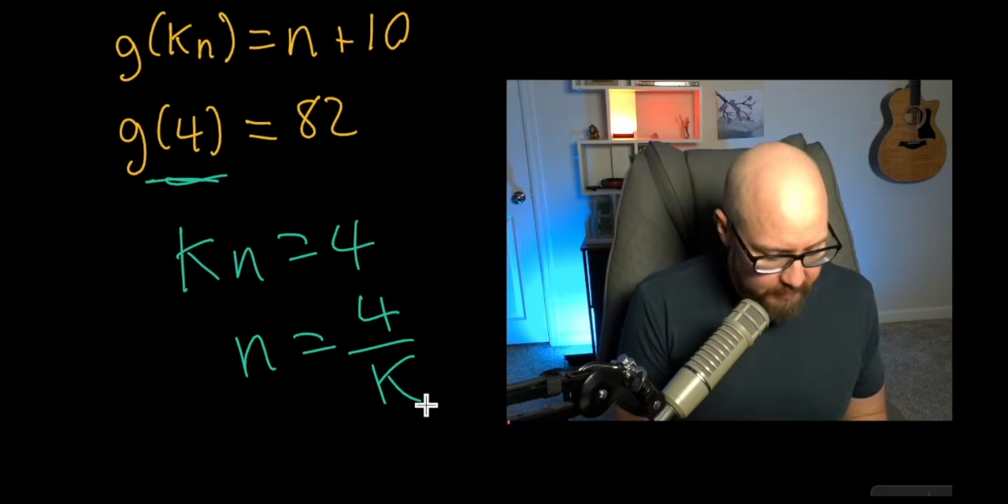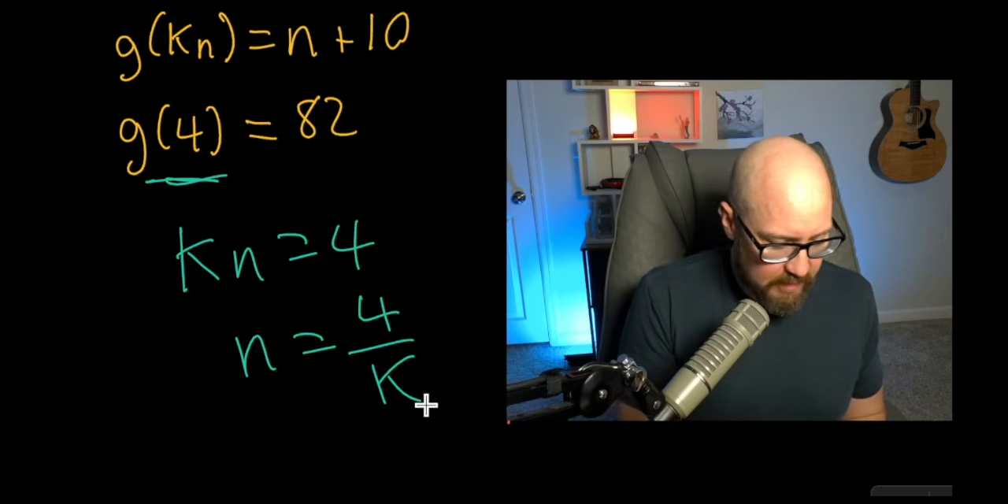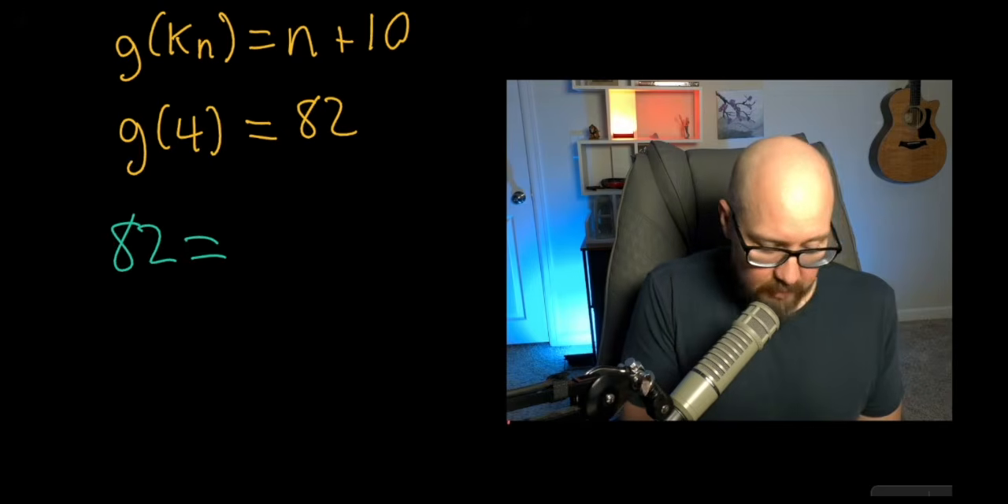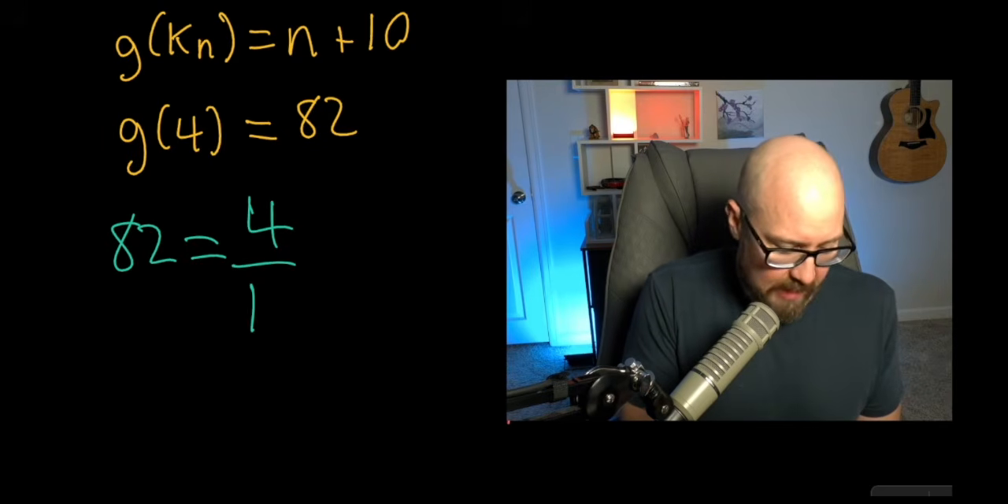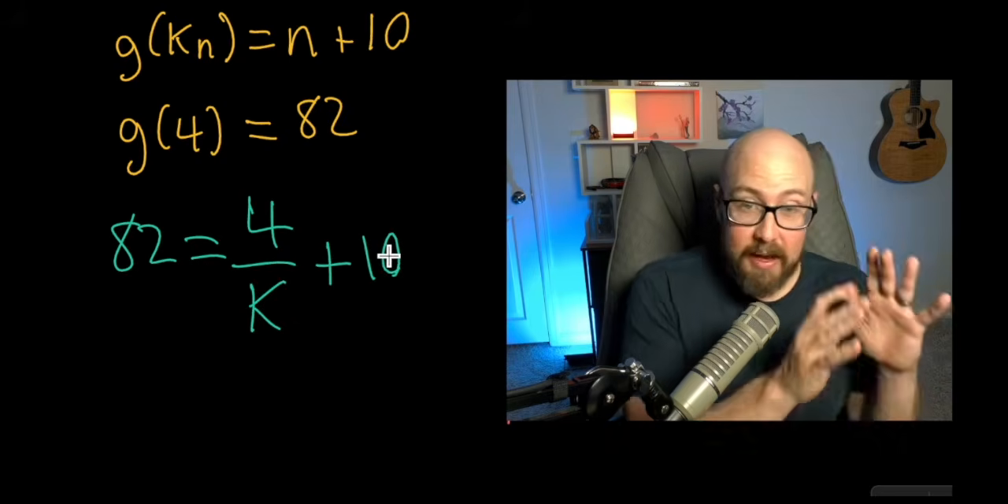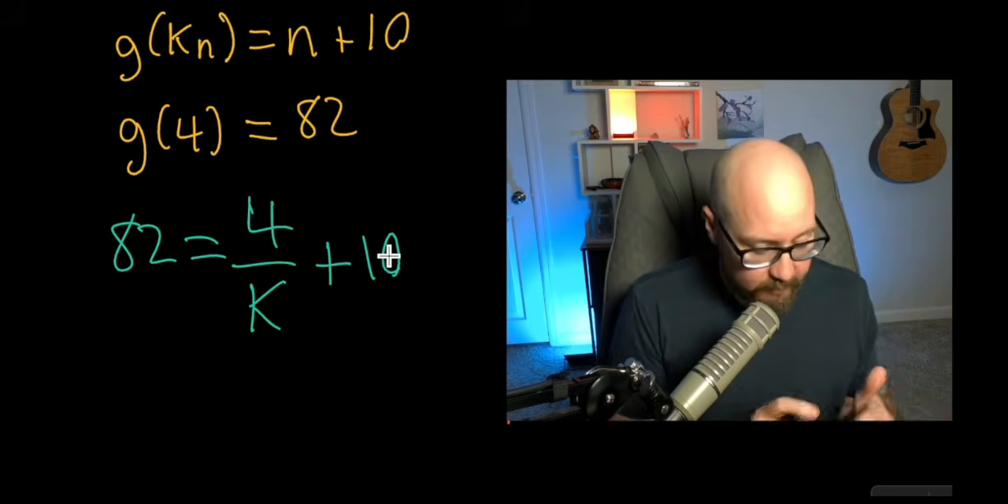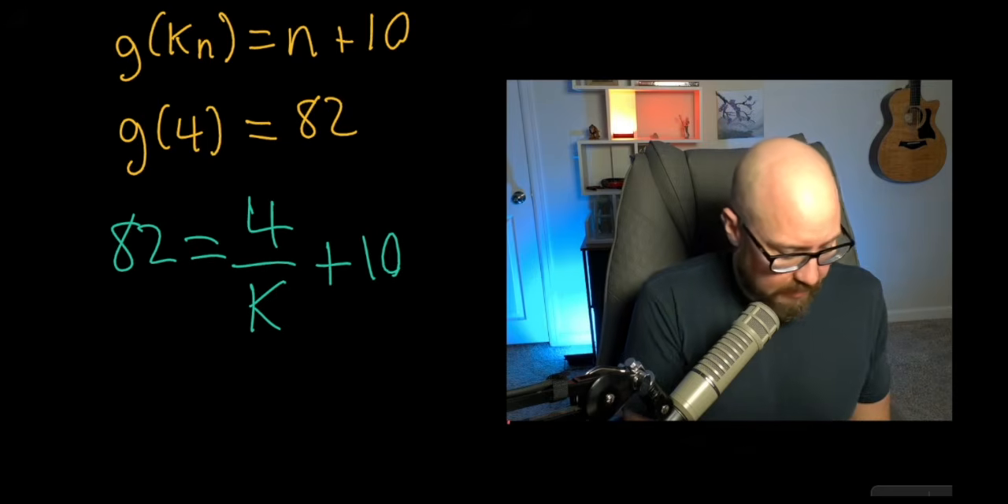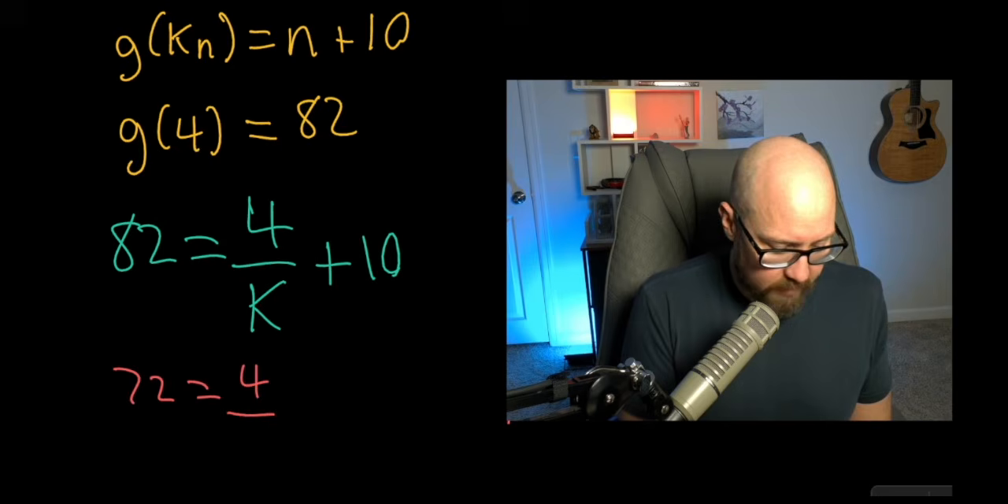So when we plug this in, we're going to say that 82 equals 4 over k plus 10. And now we can pretty easily solve for k, right? We subtract 10 from both sides, so we get 72 equals 4 over k.